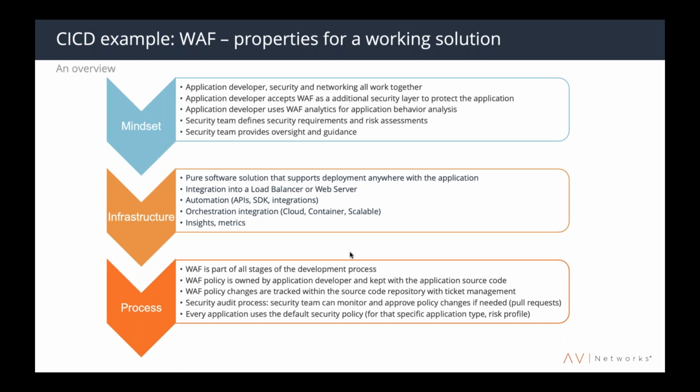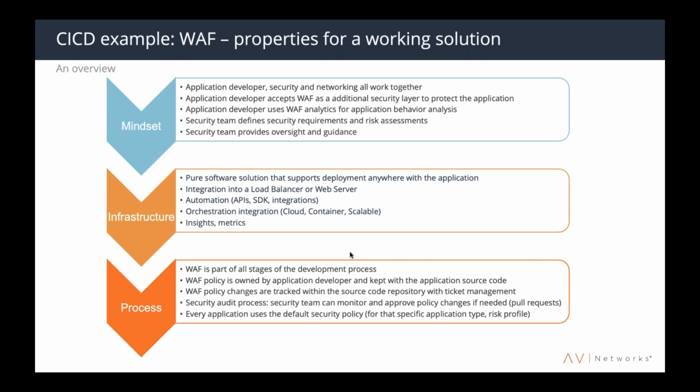The WAF, as I mentioned before, needs to be part of all the stages of the development process. If you build it into the pipeline, it's already there, so you don't have to do an extra step. I strongly advocate that the WAF policy that actually guards the application should be owned by the developer and kept with the application source code. This is important. The application developer knows the application best and can make the best decisions of how to tune the policy. And the security team can audit that process if needed. In our demo here, for example, since all the new policies are committed to Git, we have a full audit trail of what's happening.